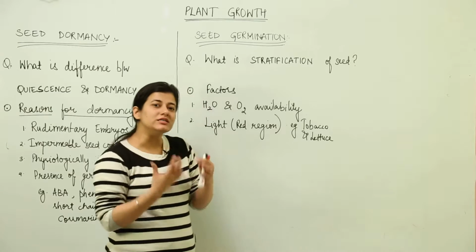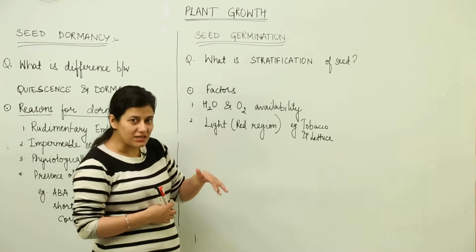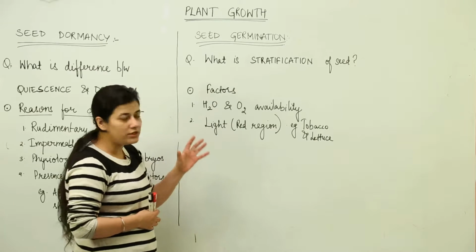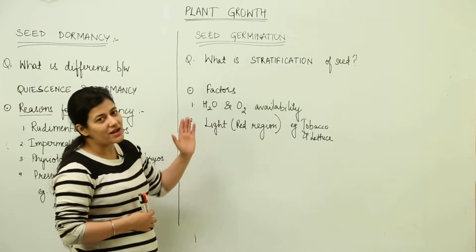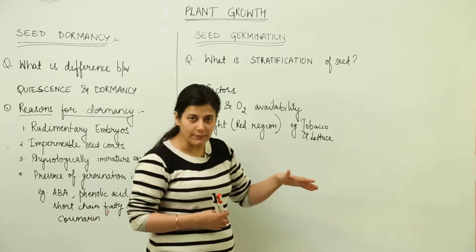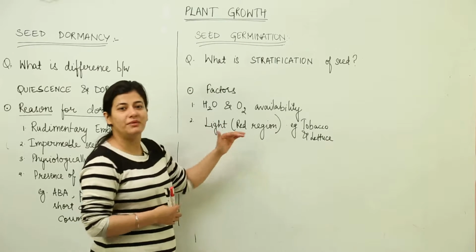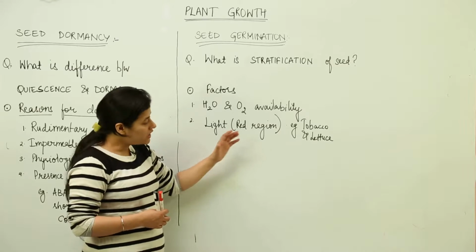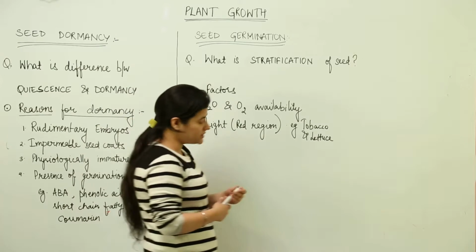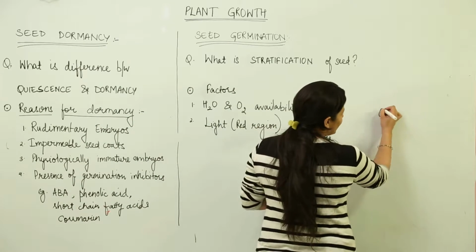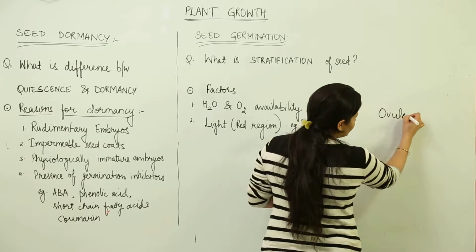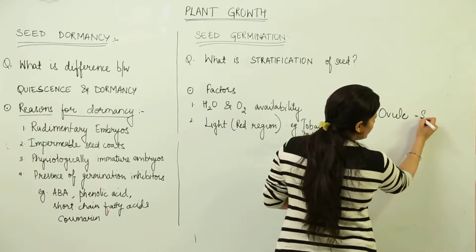But because we are considering the seed and seed germination here, we are going to take into account that a plant must have reproduced sexually by the process of pollination, where a pollen would come and bring the male gamete to the female gamete. The fertilization would take place inside the ovule, inside the ovary, and that ovule would later on form the seed.